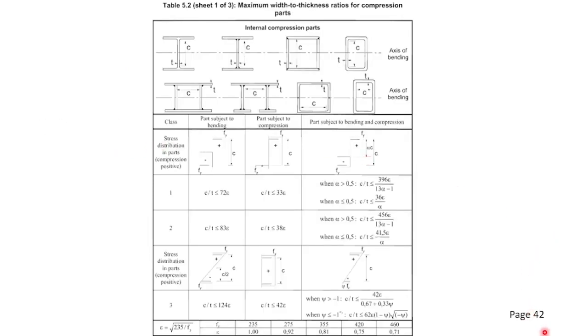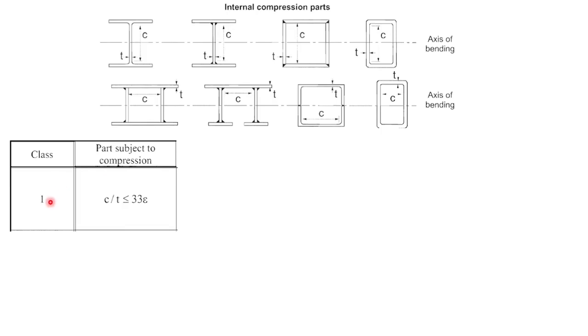On page 42, you will find Table 5.2, sheet 1, and there you can find a column, part subjected to compression. First, we will check the class 1 condition. If this is not satisfied, we will jump to the class 2 condition. So this is the class 1 condition.